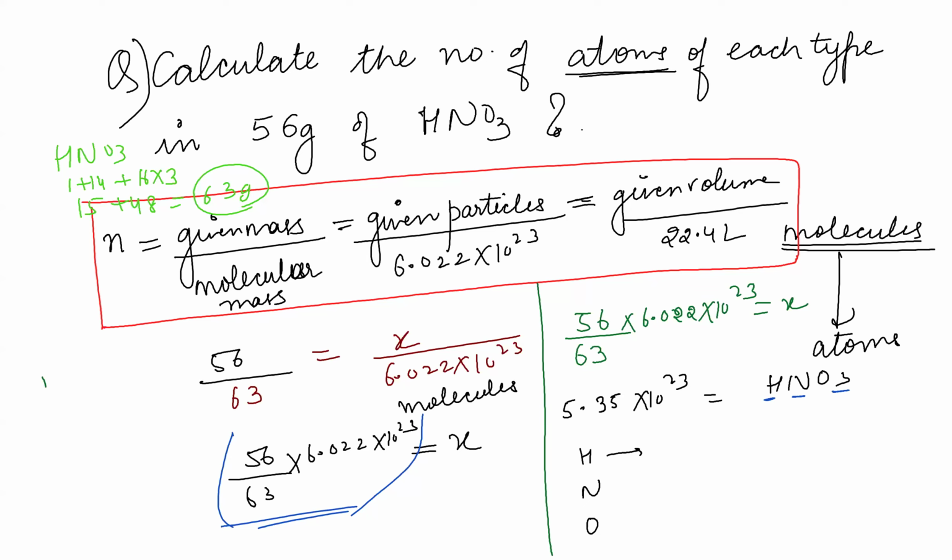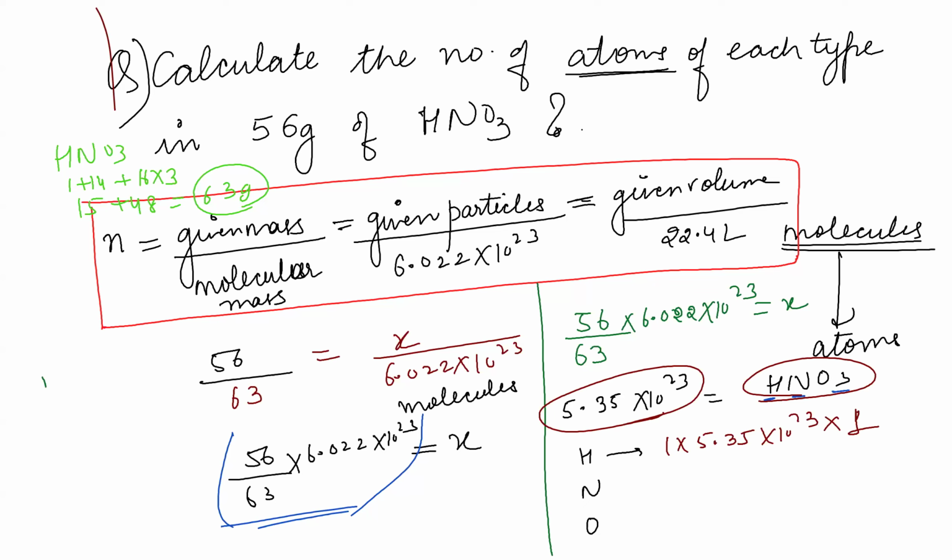Got the point? So one molecule has one H atom. So these many molecules will have what? 5.35 into 10 raised to power 23 into 1. Got the point? How many N atoms do you think we'll have? We'll have 5.35 into 10 raised to power 23 into 1, because one molecule has one nitrogen atom. So these many molecules will have how many nitrogen atoms?